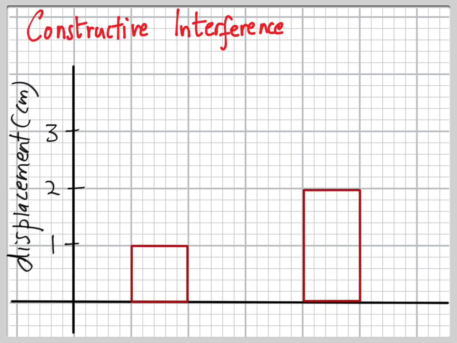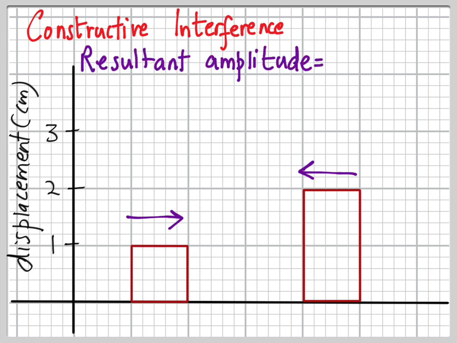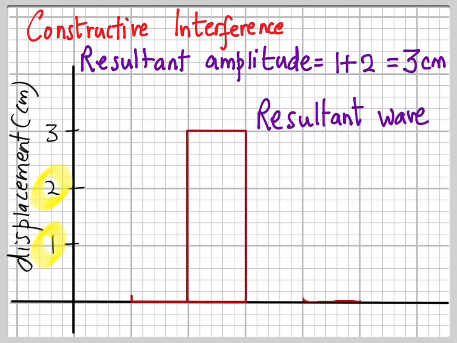Similarly, we can have constructive interference for two waves traveling towards each other. Here we can see one has 1 centimeter and the other one has 2 centimeters. So the resultant amplitude will be 1 plus 2, which is 3 centimeters. And if you want to draw the resultant wave, it will look like this. Resultant wave with 3 centimeter amplitude.